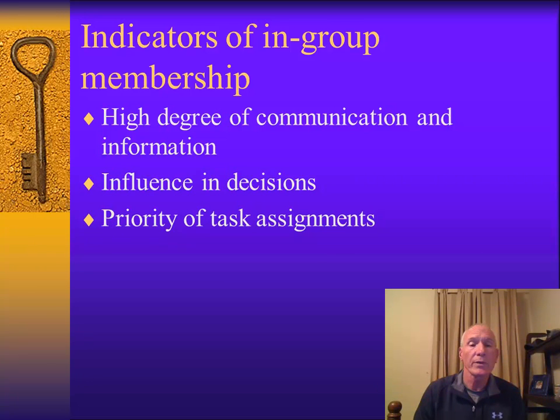The subordinate is typically given priority task assignments by the leader. The greater the level of trust and the greater the level of technical and professional expertise, the more likely it is that the leader will give important tasks to that subordinate. There's greater job latitude. The greater the level of trust, the greater level of technical expertise, the more likely it is that the leader will give the subordinate greater autonomy in deciding how to do the job and when to do the job and how.